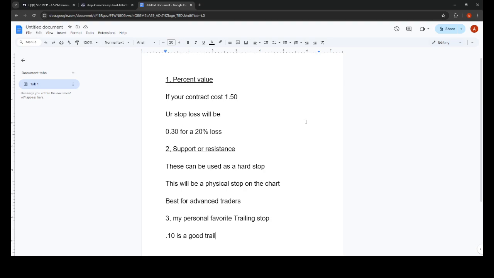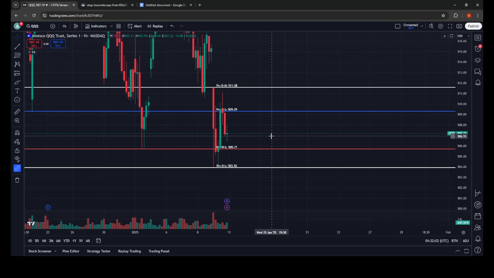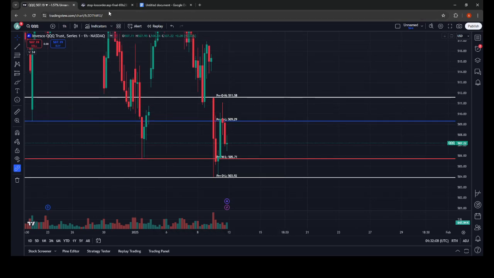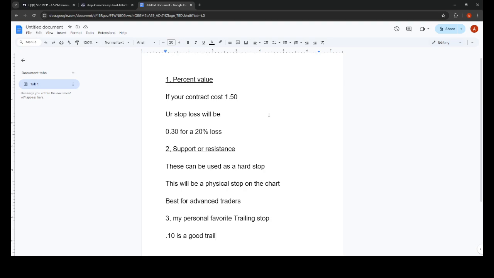In options, you can't really drag and drop a stop loss on the chart. On shares you can, so you can literally use one of these lines as a drag and drop, but you can't move your stop up like that, unfortunately, for options. So percentage value, if your contract costs 1.50, your stop loss will be 0.30 for a 20% loss.